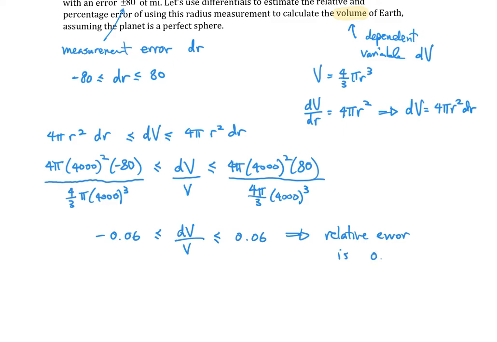is 0.06. To convert that into a percentage, you just multiply 0.06 times 100%. And that's going to give you that the percentage error is 6%. All right. So I'm just going to highlight our final answers over here.